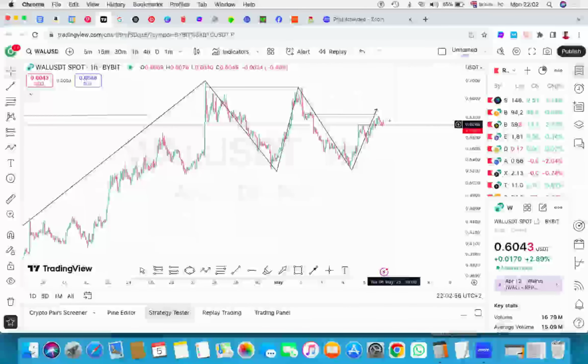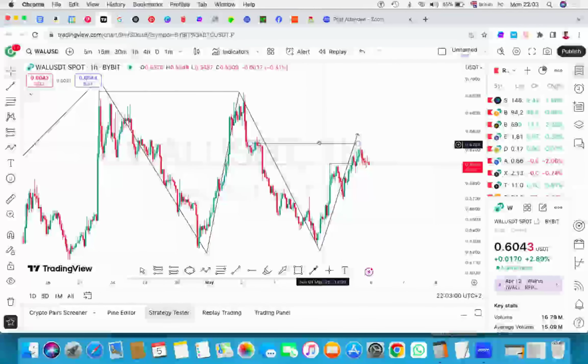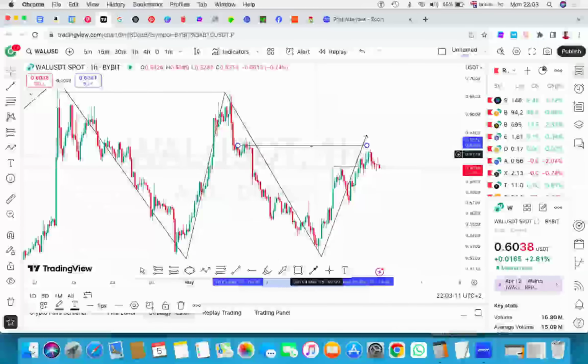So in fact, if we were to look for an opportunity on this pair that Mr. Ernest showed us, we should be looking for a short, right? We want to short this market. We want to sell the market.